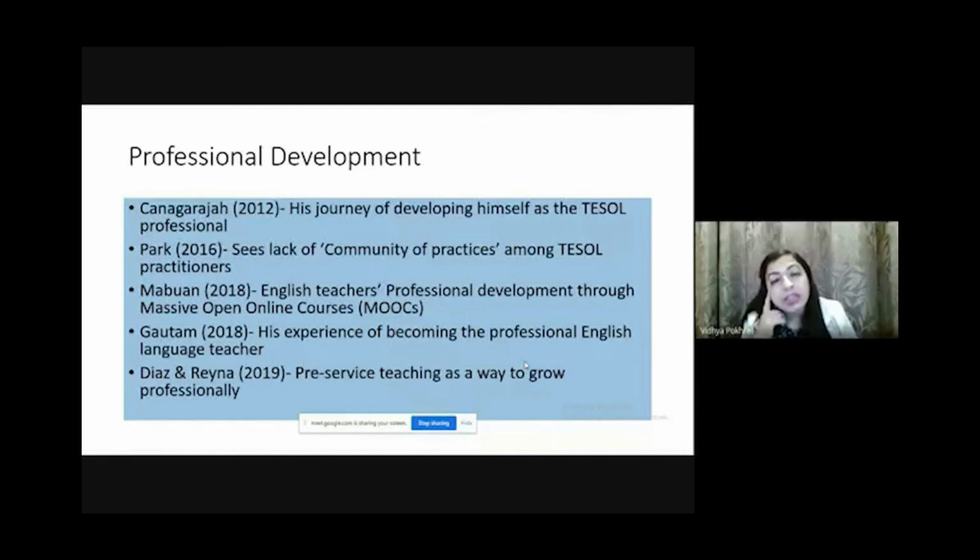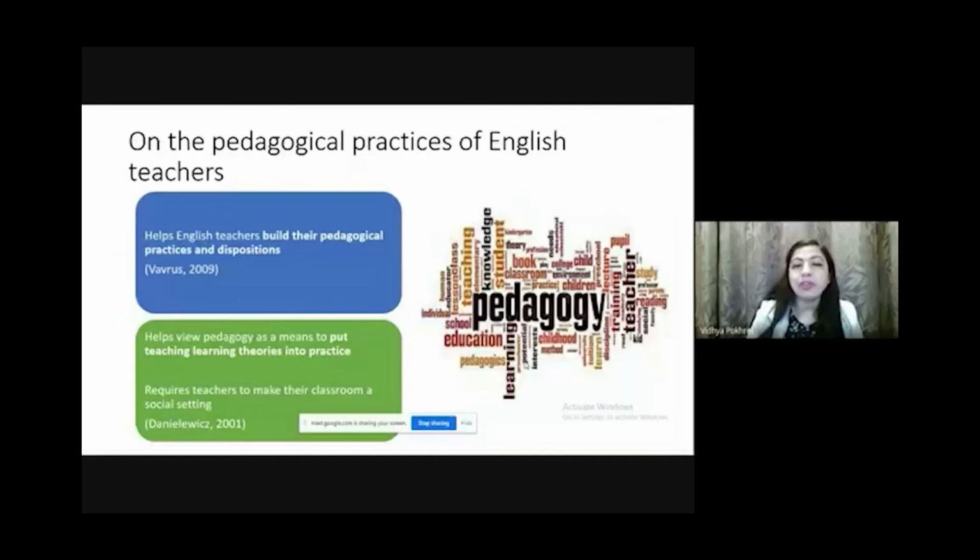Kanegraza brought his journey of developing himself as a TESOL professional. Park 2016 sees lack of community practices among TESOL practitioners. Mavwan talks about MOOC and its connection with professional development of English teachers. And Gautam talks about his experience of becoming a professional English language teacher. And Dias and Rana talk about pre-service teaching as a way to grow professionally.